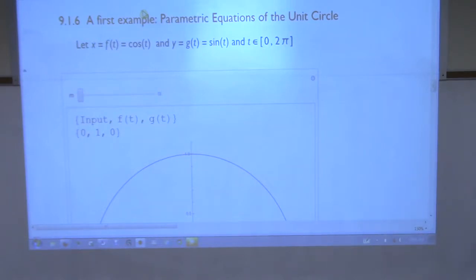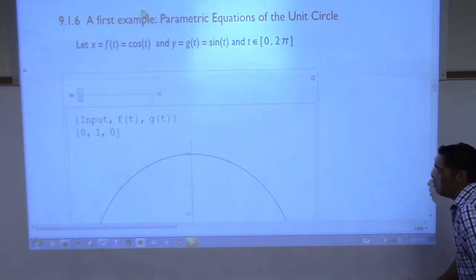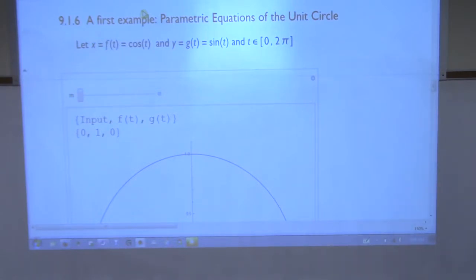Let's take a look at what happens here. And I'll also explain to you where I got this idea of using cosine t, sine t.